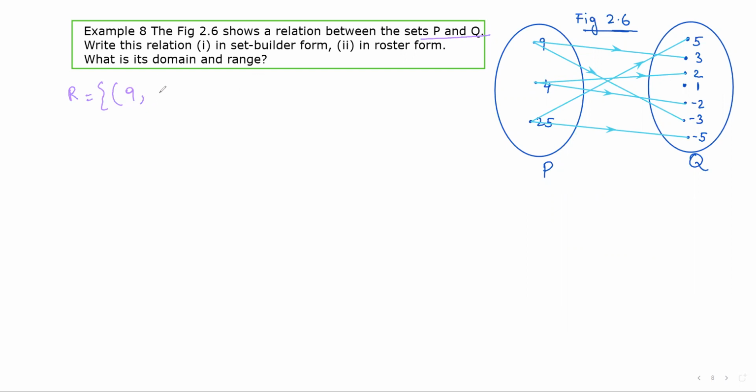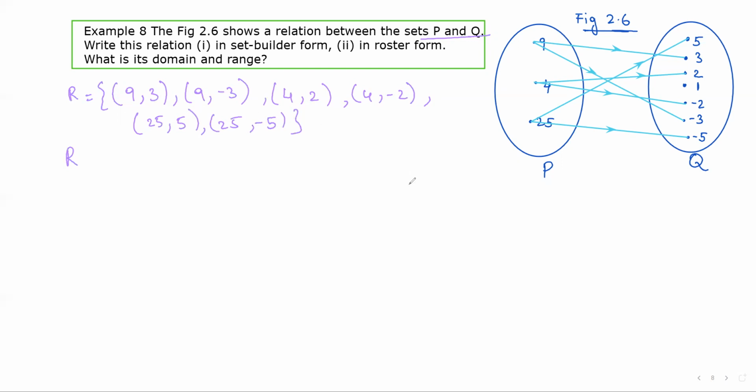So from P to Q, 9 is pointing towards 3 and 9 is pointing towards minus 3. So 9 comma 3, 9 comma minus 3, 4 comma 2, 4 comma minus 2, 25 comma 5, 25 comma minus 5.